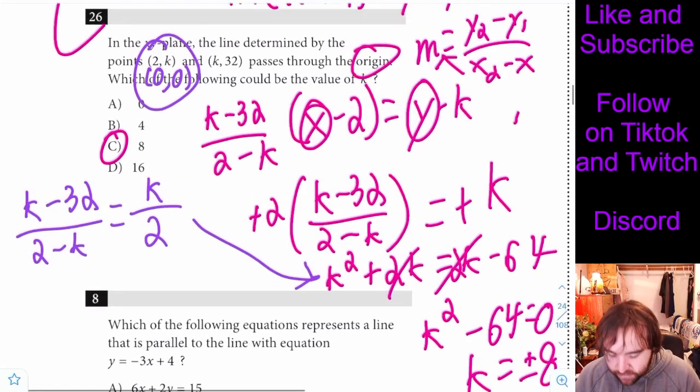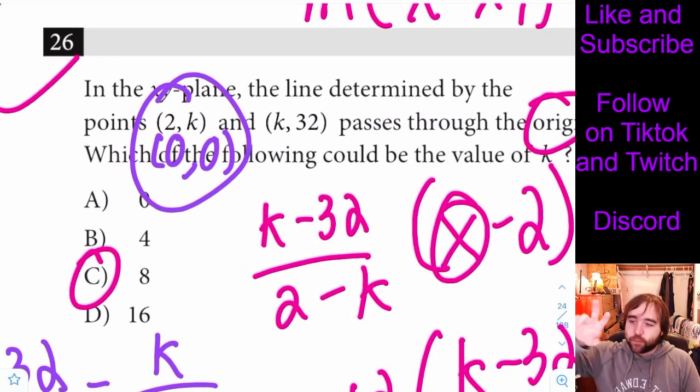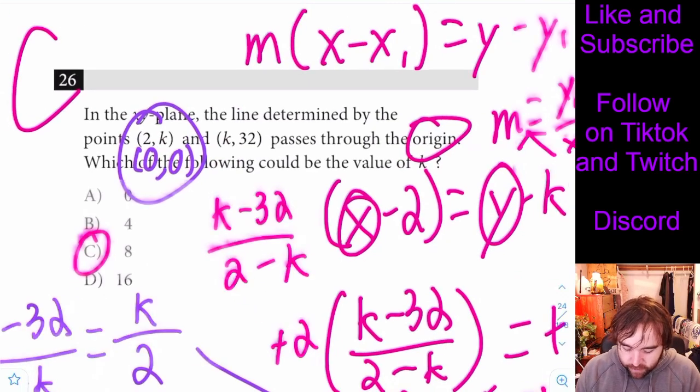That's definitely fewer steps. Because if they're on the same line, the slopes between them all have to be equal. So you find the slope between those 2 points, find the slope between the origin and one of those points, and those have to be equal.